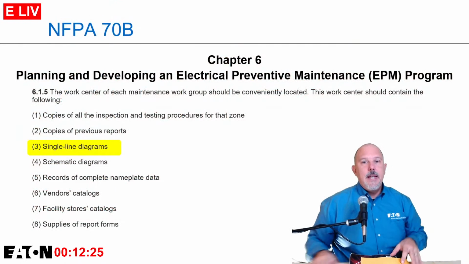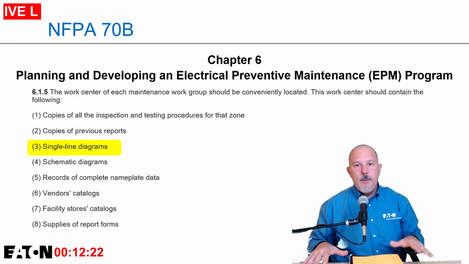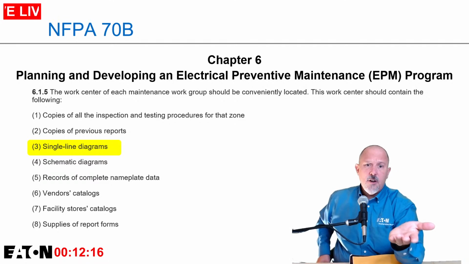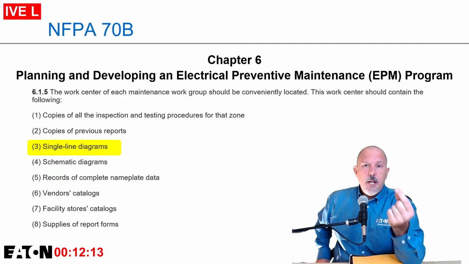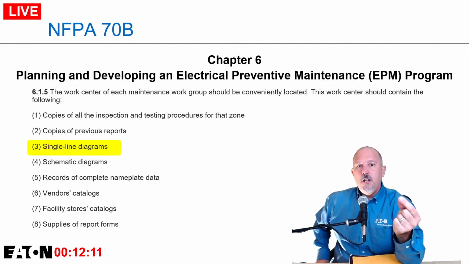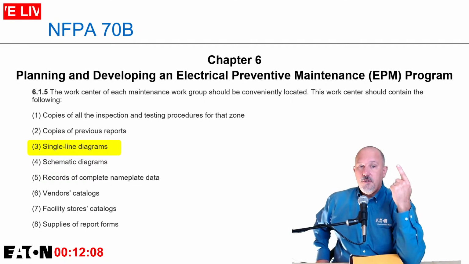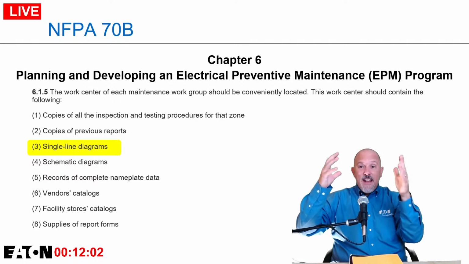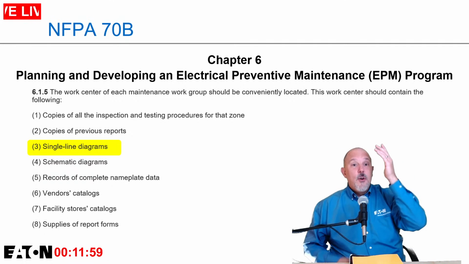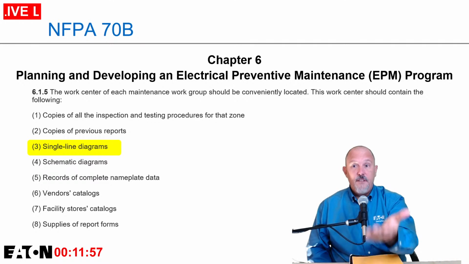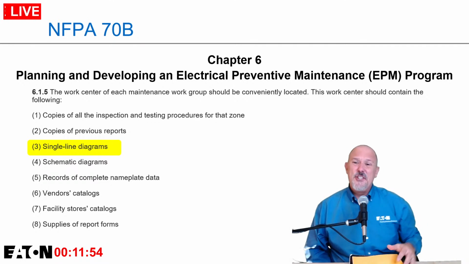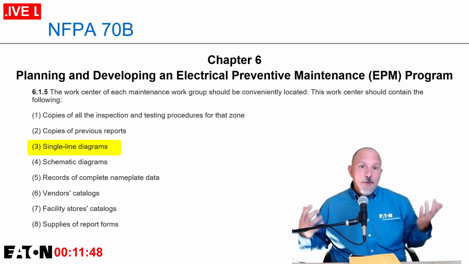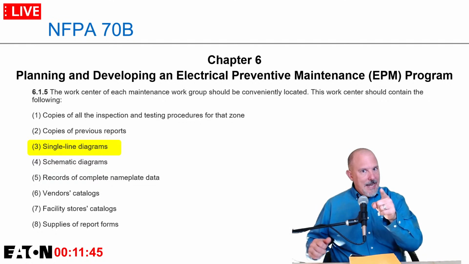70B is critical. In Chapter 6 of 70B, Planning and Developing an Electrical Preventive Maintenance Program, look what it says. The work center of each maintenance work group should be conveniently located. This work center should contain the following: copies of the inspection and test procedures, copies of previous reports, single line diagrams. Now, finally, I hit the mother lode. The work center must include the following. It doesn't say, well, it says should. I didn't hit the mother lode. I was thinking, boy, there it is, a shall. But in reality, 70B is not a shall document yet.